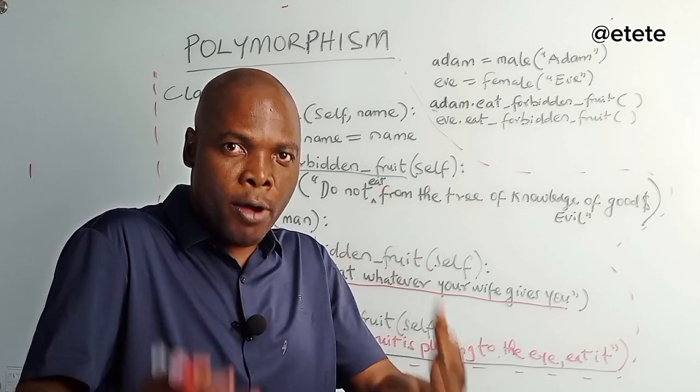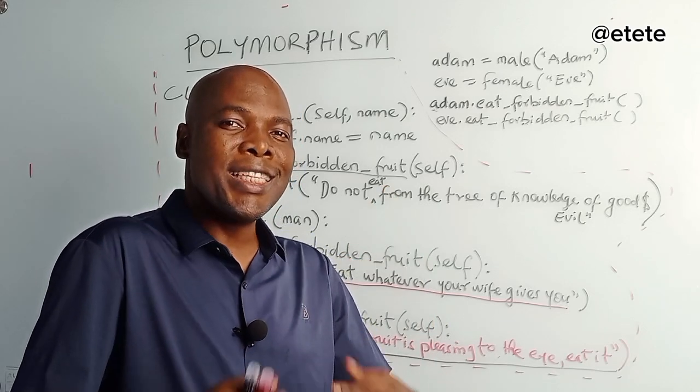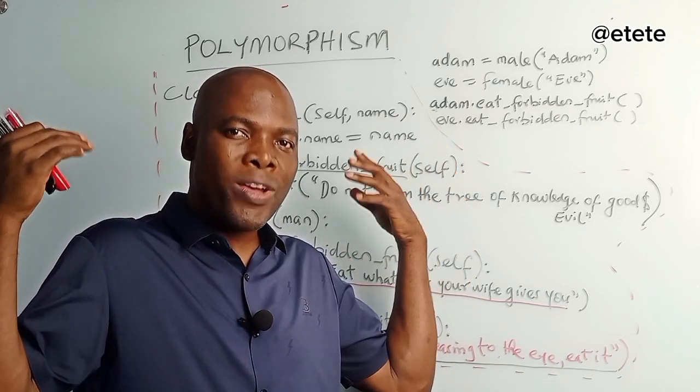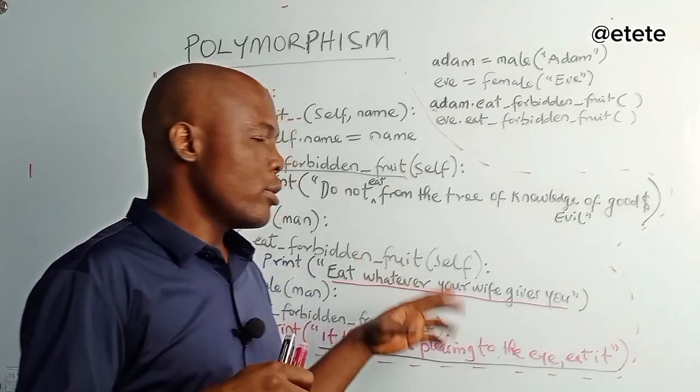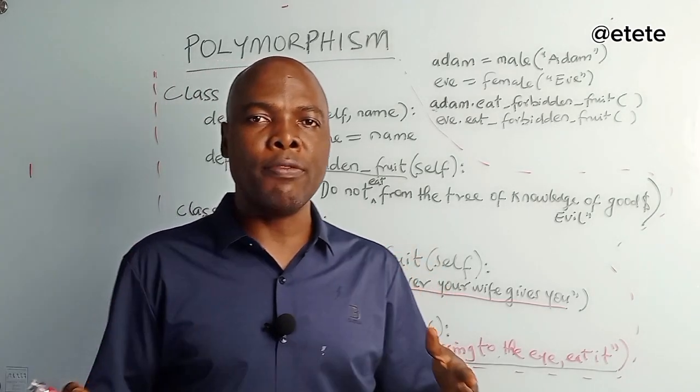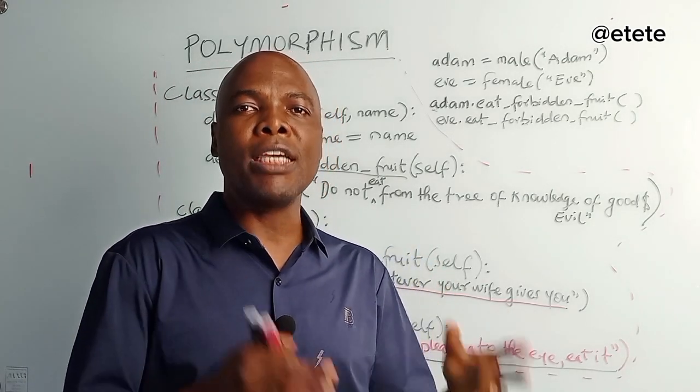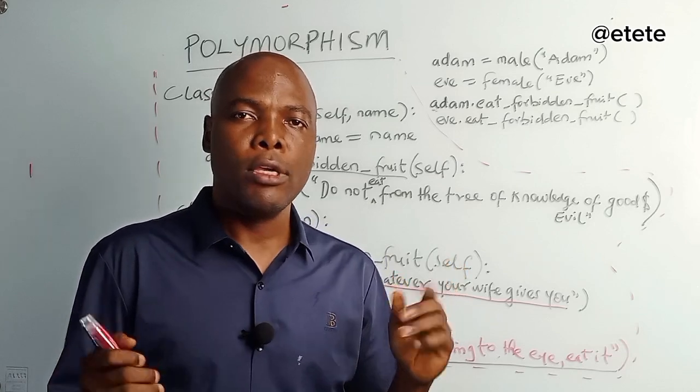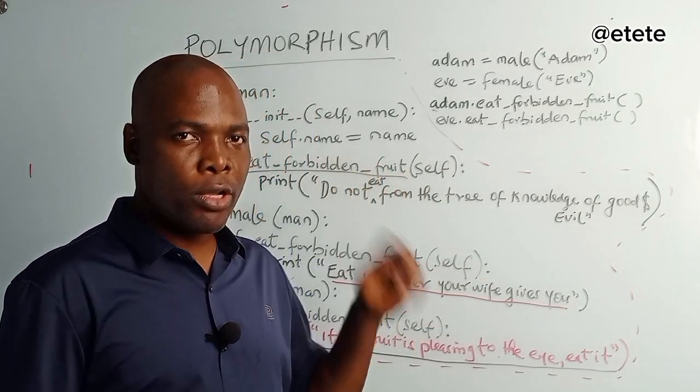So the form is actually the appearance of what you are seeing in the class. So that is simply the meaning of polymorphism, an object having different form. So let's go to PyCharm and let me demonstrate this for you.